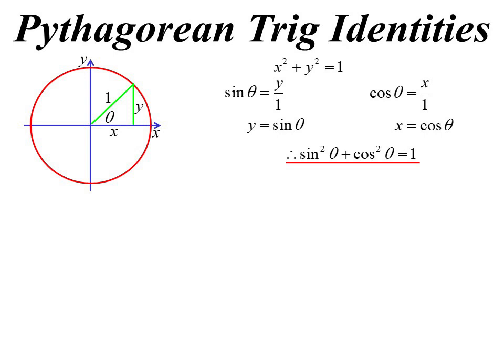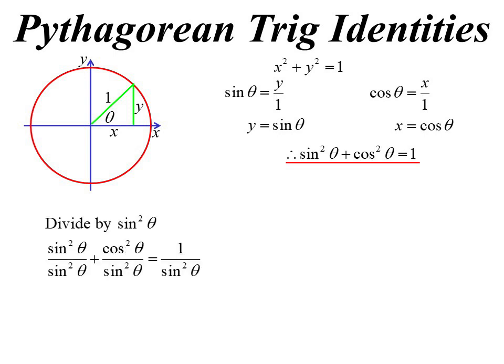If I was to divide everything by sine squared, well then, there we go, I get sine squared divided by sine squared, which is 1. Cos squared divided by sine squared, which would be cot squared. 1 divided by sine squared, which is cosec squared, which is one of the other identities we use. 1 plus cot squared is cosec squared.